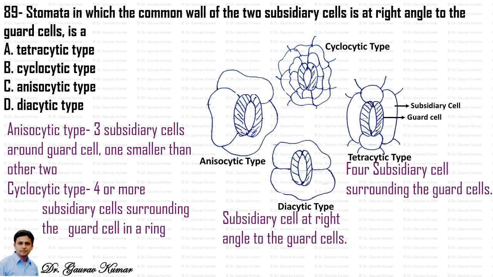On the topmost you can see the cyclocytic type, in which four or more subsidiary cells surround the guard cell in a ring. On the downside you can see the diacytic type, in which the subsidiary cells are at right angles to the guard cell, and on the rightmost you can see the tetracytic type, in which the four subsidiary cells surround the guard cell. So the answer to this question will be diacytic type, because you can see in the figure that in the diacytic type the subsidiary cells are at right angle to the guard cells.